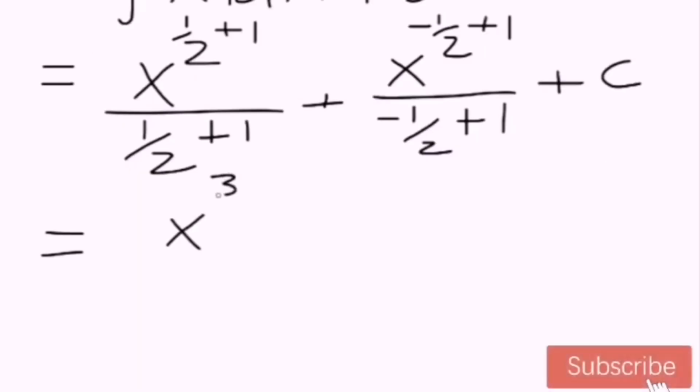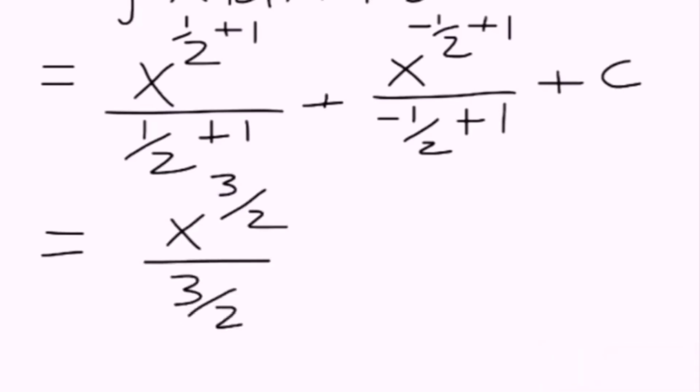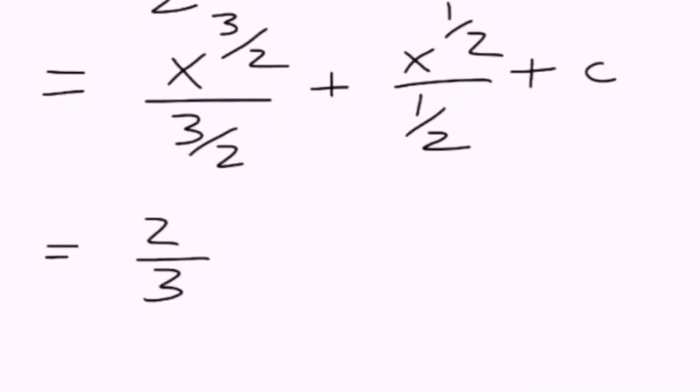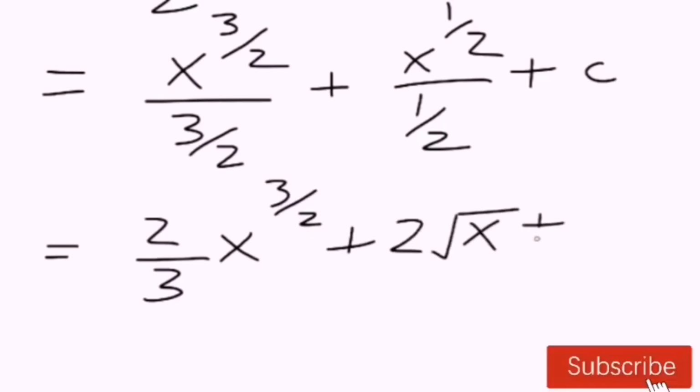This can be written as x power 3 by 2 divided by 3 by 2, plus x power 1 by 2 divided by 1 by 2, plus c. So then it is 2 by 3 x power 3 by 2, plus this becomes 2 and this becomes square root x, plus c. This is the answer. This was the second part. Now we move to the third part.